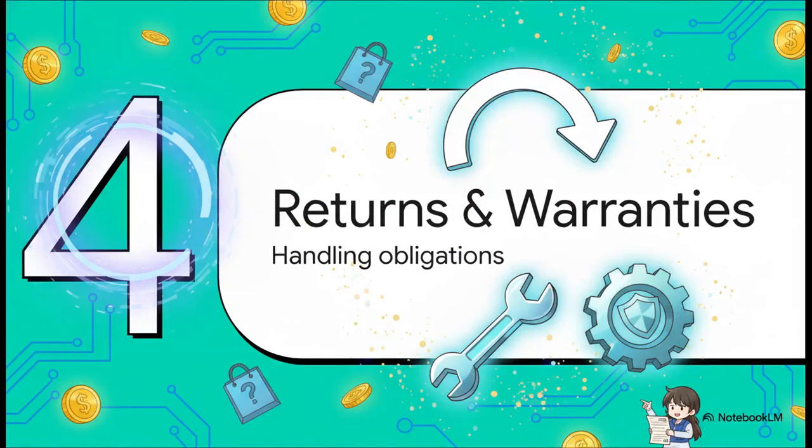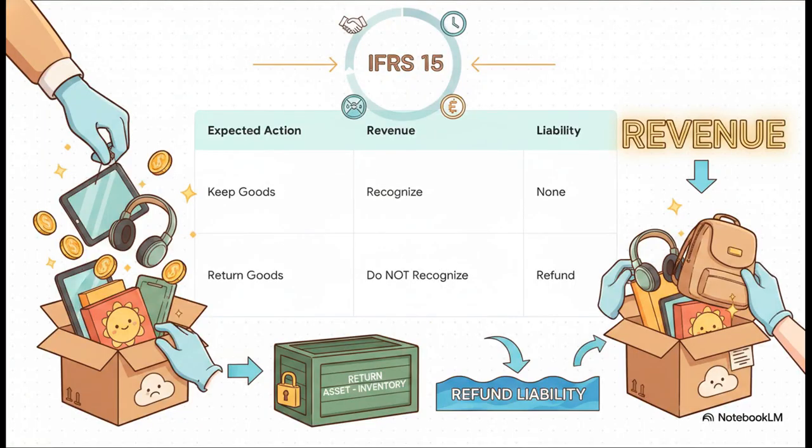Now for Section 4, Returns and Warranty Rules. A super crucial point is how to handle a sale when the customer might reverse it or demand future fixes. If you sell items with a right of return, think of your standard Amazon purchase, you cannot recognize revenue for everything you ship out. You only recognize revenue for the units you statistically expect the customer to keep. For the goods you expect them to send back, no revenue is recorded. Instead, you set up a refund liability for the cash you'll have to return, and you recognize a return asset for the inventory you expect to get back in your warehouse.